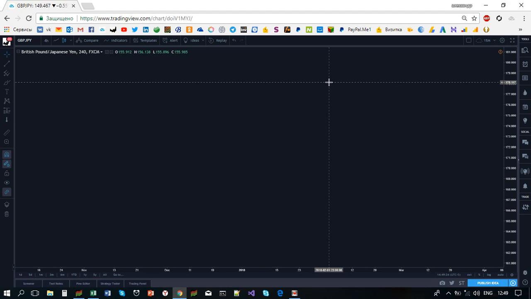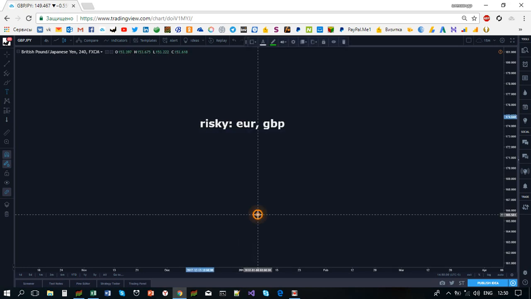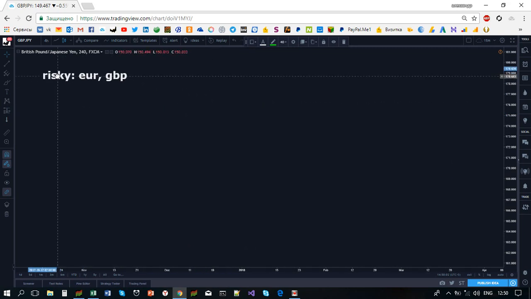Okay, so what I did recently, I have created a classification of currencies, and I classified them into three categories. The first category is called risky. And what currencies do we have here? We have Euro, we have GBP, maybe Swissy, whatever. It doesn't matter, let's say only within the major pairs, yes?